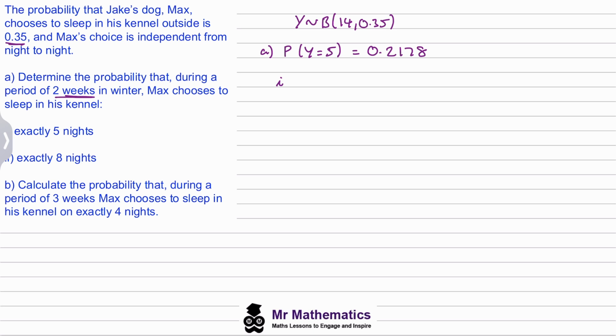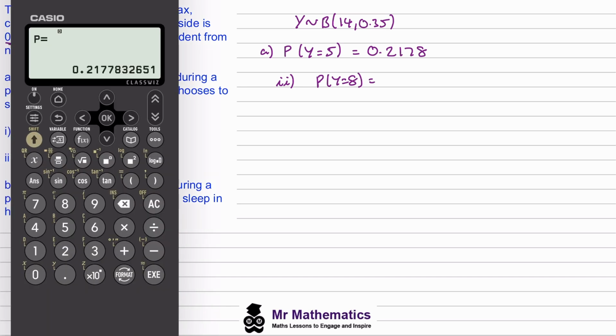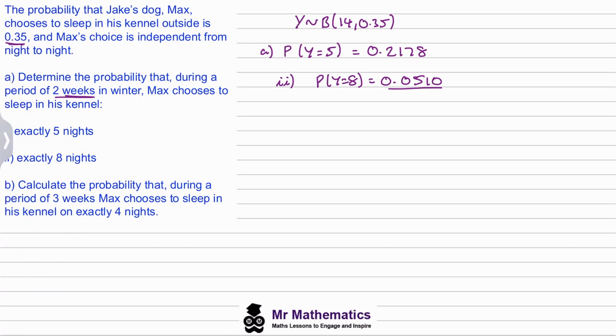And then for part 2, the probability of y equaling 8, we'll calculate this. We'll change the 5 to an 8. We'll keep n and p the same, and we'll get 0.0510. Okay? And then for part B, now we've got a period of 3 weeks.